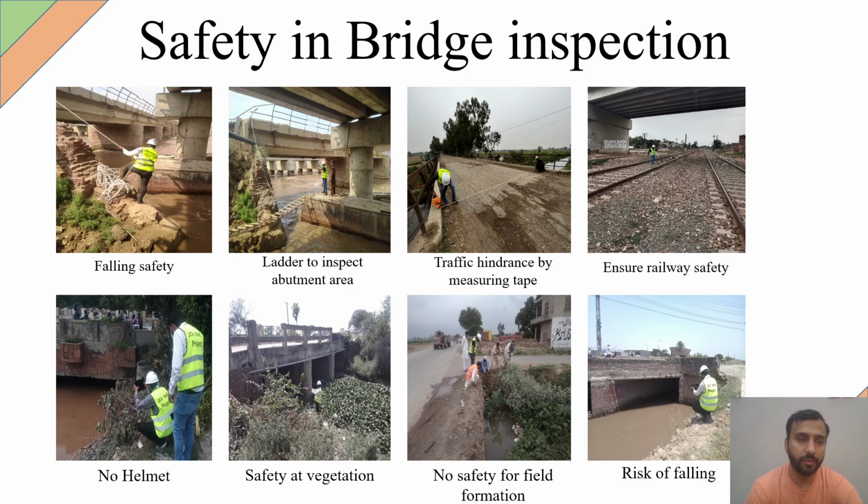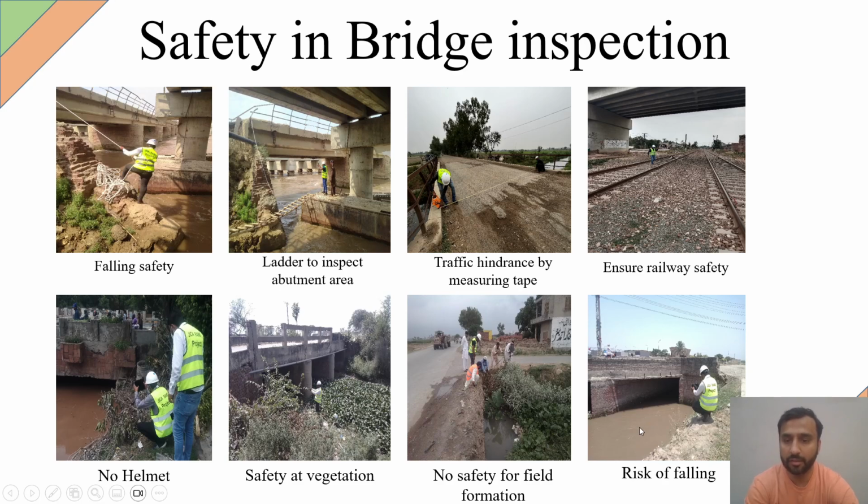Rope you can see here to be safe against falling, and a ladder to cross from the abutment to pier one while the water is flowing underneath. Measuring tape, and then the safety helmet and safety vest are being used. This one is not wearing a helmet, that is wrong. So, safety against vegetation and safety against falling into the water.